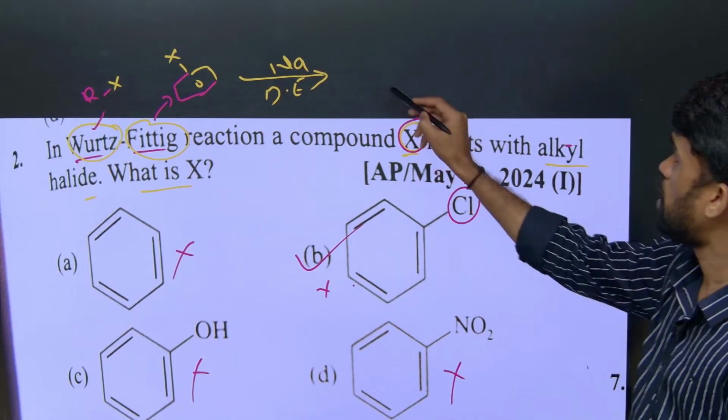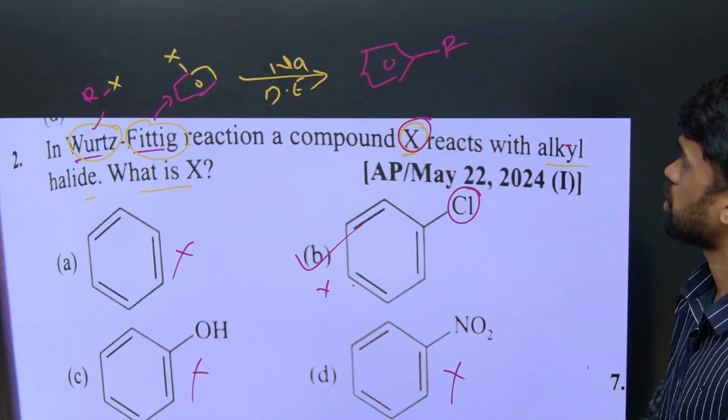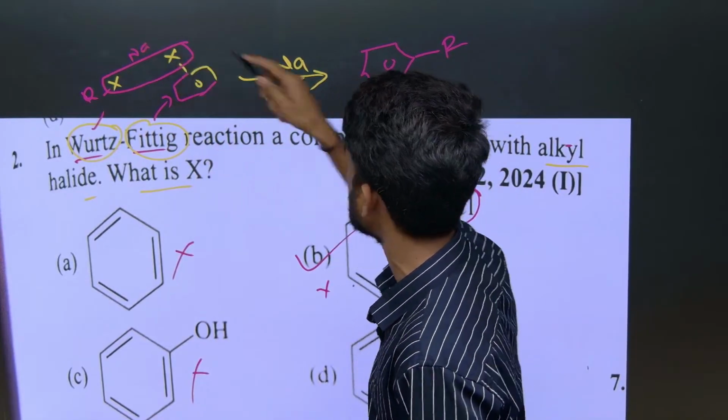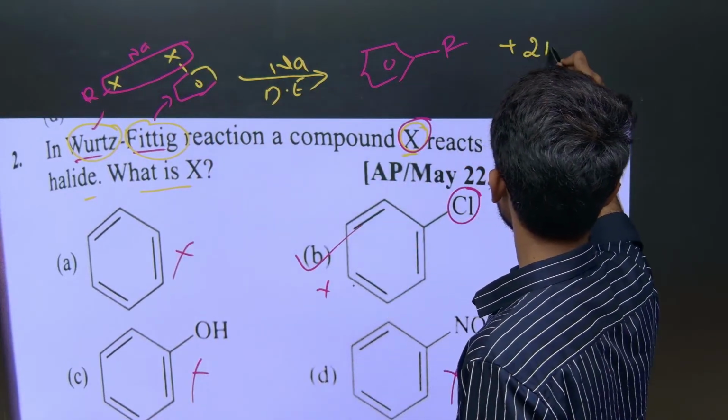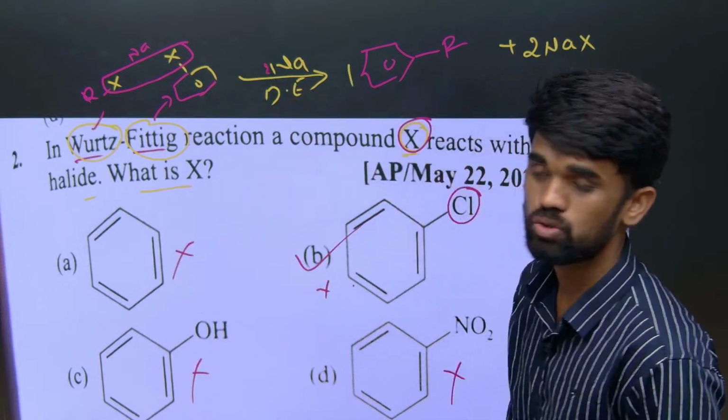So what is the product formed here? The product formed in this reaction will be like this. That's it. This is the product. Just remove these two halogens from here using this sodium as NaX. So it will form 2 NaX and give 1 mole of this when we take 2 moles. Yes. So this is about the session.